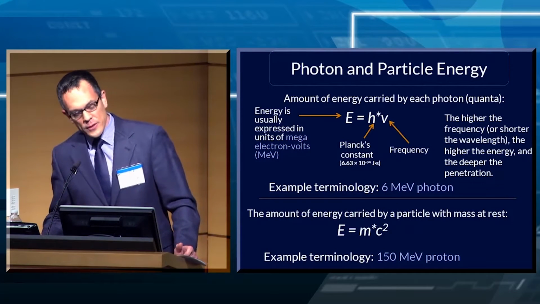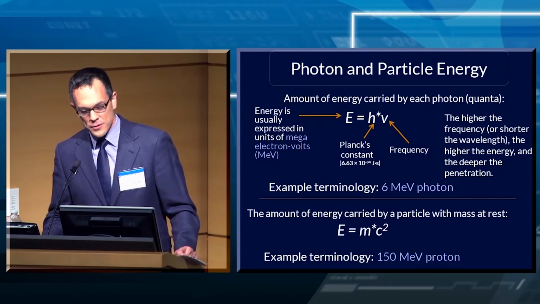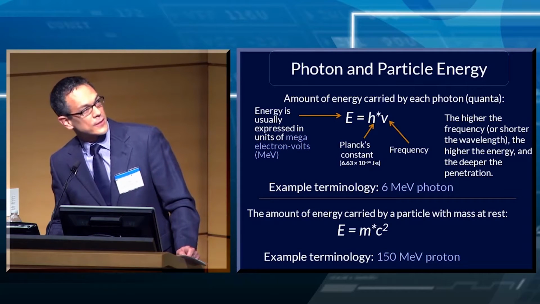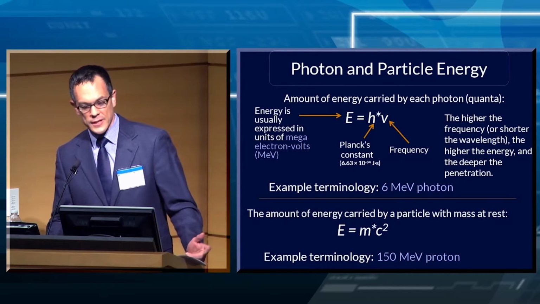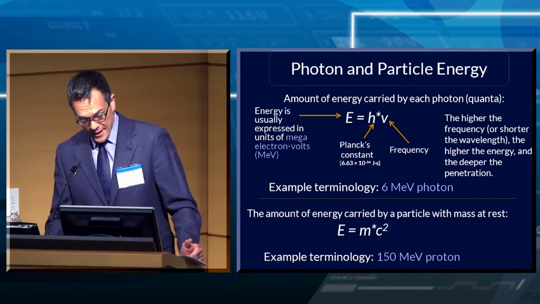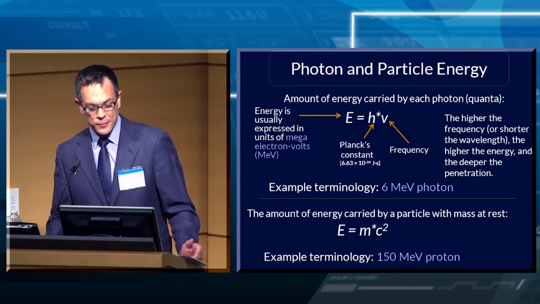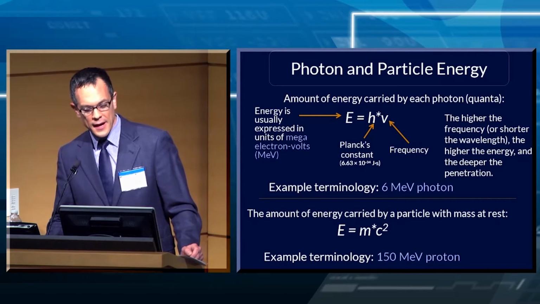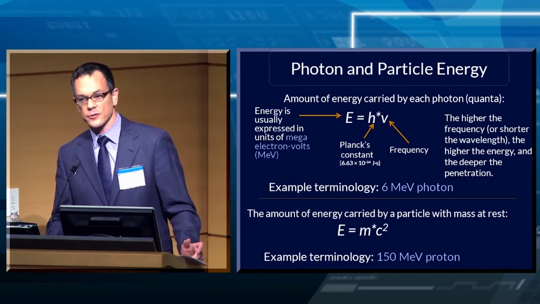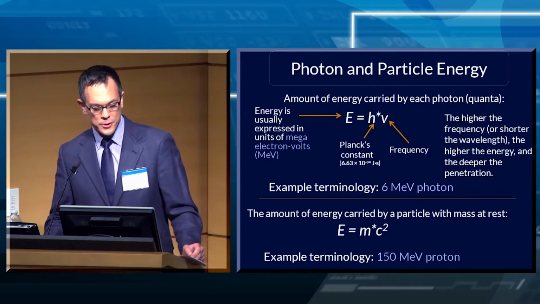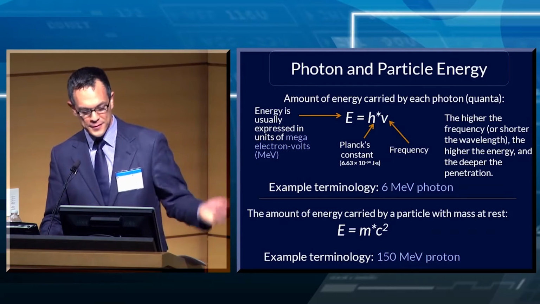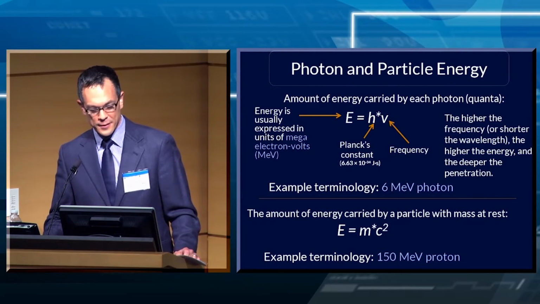A unit that you're going to hear a little bit in this course, and a lot if you're in practice with radiosurgery, is the notion of photon and particle energy, in units of electron volts and usually mega electron volts. This is just the amount of energy carried by each photon or each particle. Here are the equations for both of them. I'm not really going to go through exactly what the equations mean or where they came from. But just remember that the higher the energy, in general, the deeper the penetration if it's a photon. So example terminology you'll hear is a 6 MeV photon or a 150, 200 or 250 MeV proton. So now you know where that comes from.